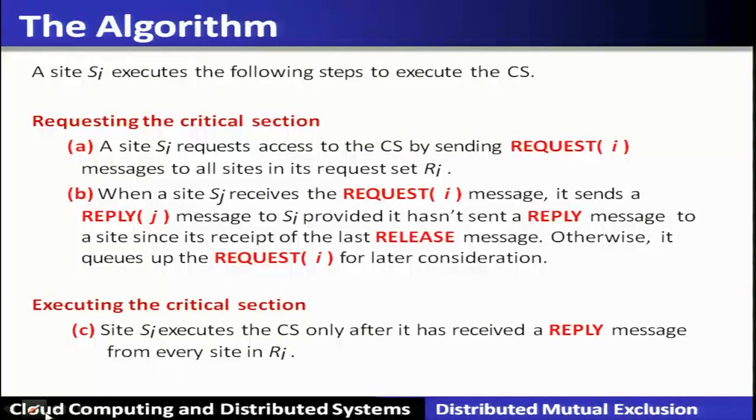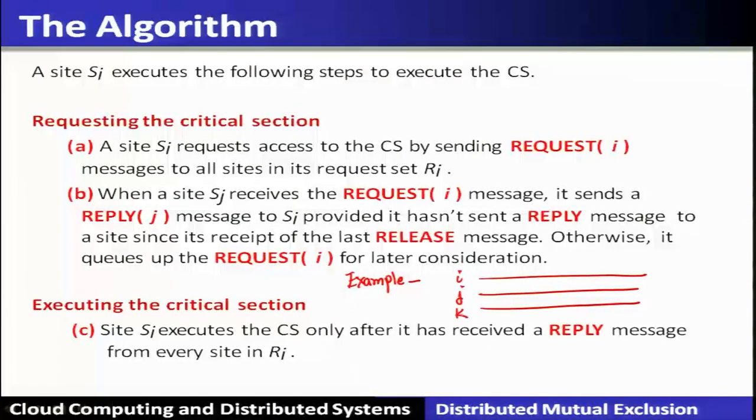The second one is called executing the critical section, that is site Si executes the critical section only after it has received the reply message from every site in Ri. Let us see through an example. Let us consider three sites I, J and K. So, if I is requesting, it has to send the request to its request set. Let us say the request set of I is having only J. So, it will send the message only to J, not to K. This is the first step.